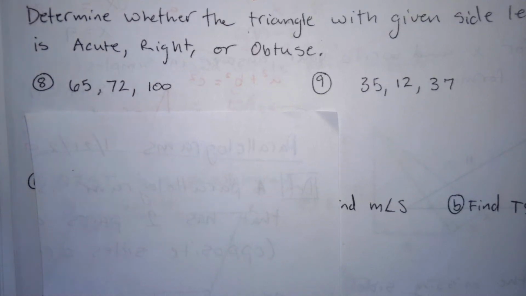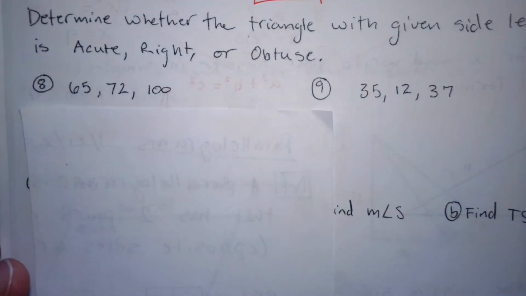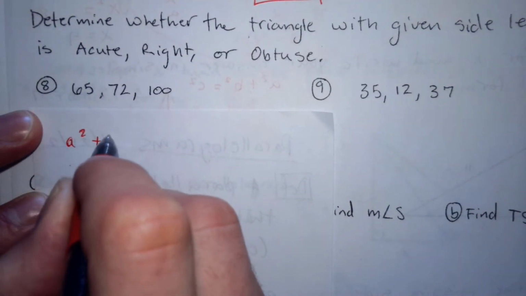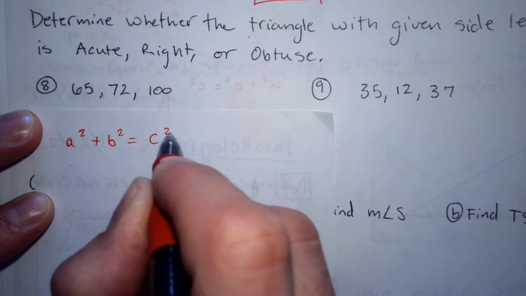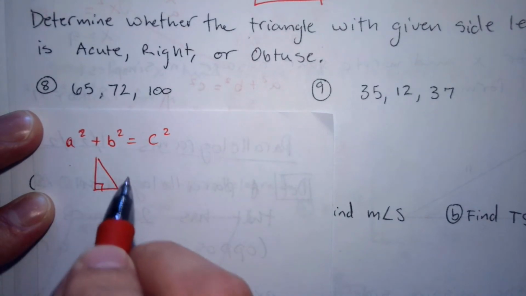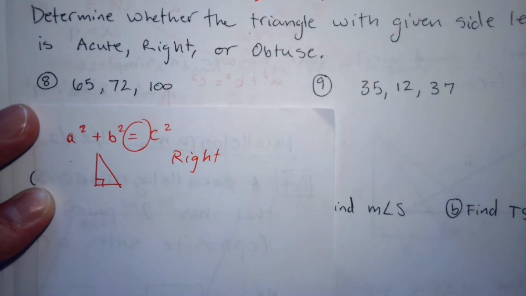All right, so for number 8, it says determine whether the triangle with given side lengths is acute, right, or obtuse. So this is the way that I remember this. You're using the Pythagorean theorem, which in this case is actually called the Pythagorean inequality theorem. But if you have a squared plus b squared equals c squared, that means you have a right triangle. So this would be a right triangle. You're looking for the equals part.